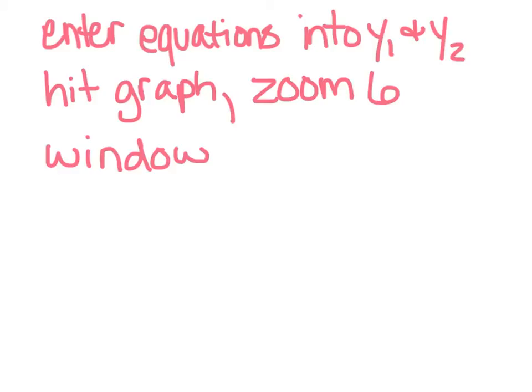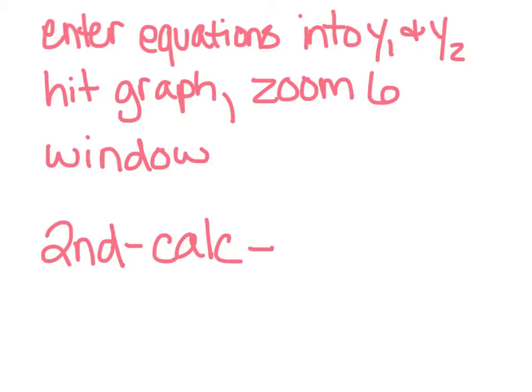Once you want to figure out the exact intersection, you hit second and then calc. Calc is right above the trace button up at the top. Second calc, and then you choose the intersect option. It's going to say first line, you hit enter. It's going to say second line. It will toggle you automatically to your second line, so you hit enter. Then it says guess, and you scroll over approximately to where the intersection is and you hit enter.